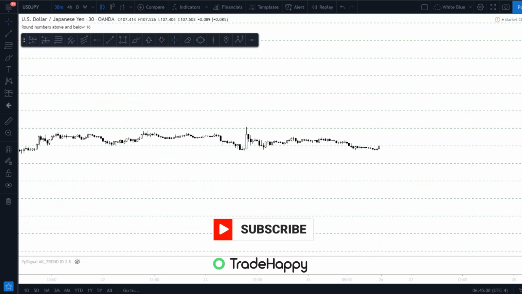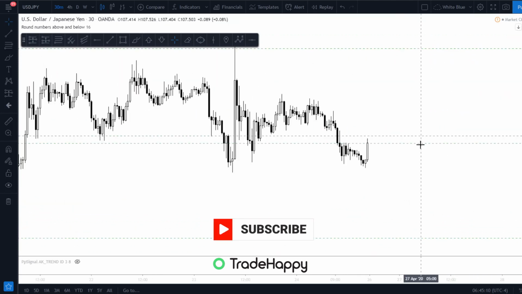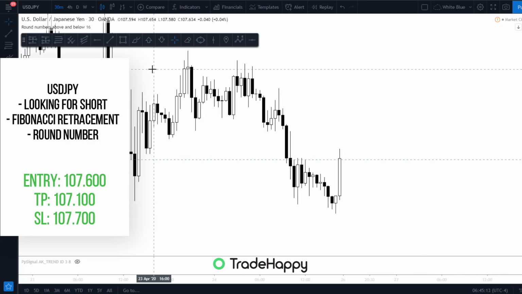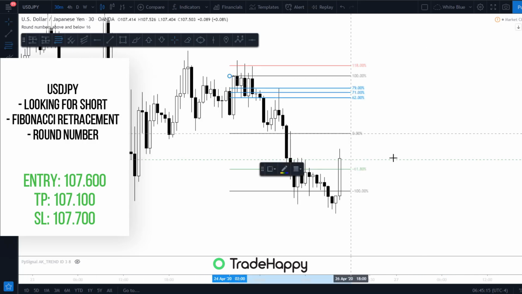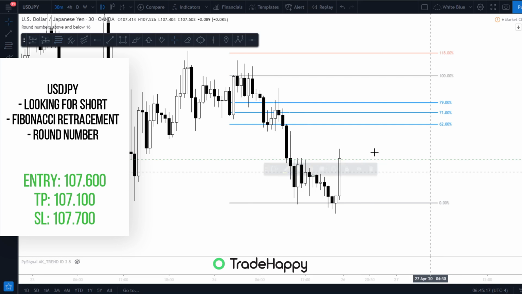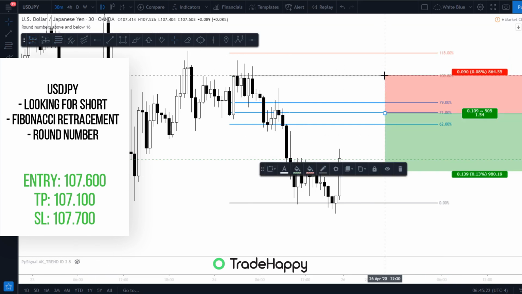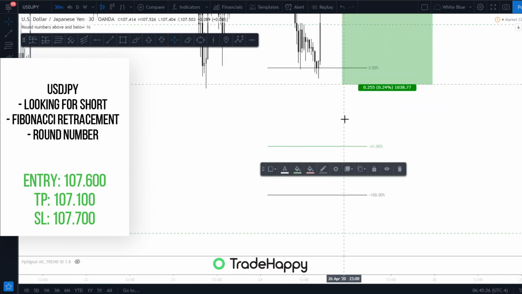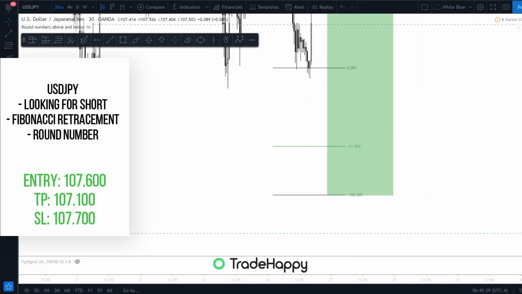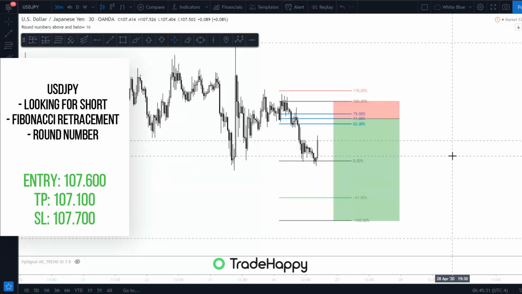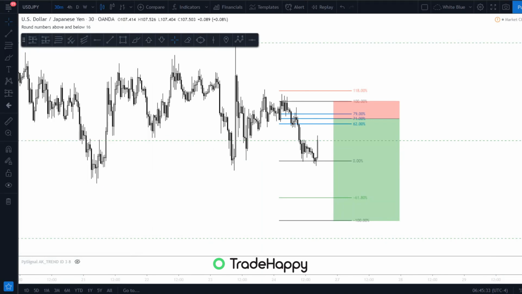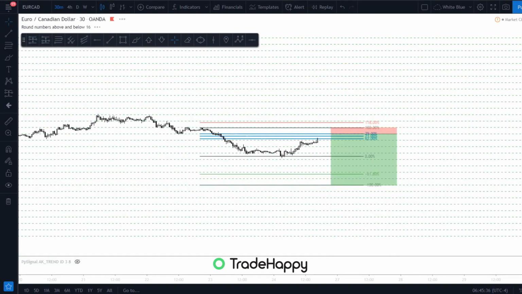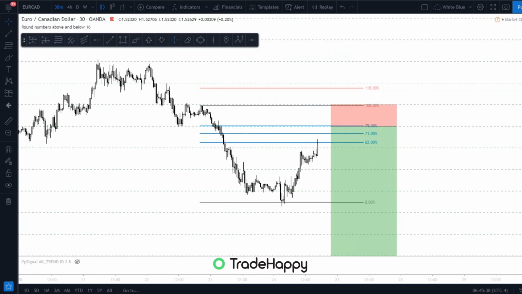And finally, USDJPY. Possible short on here. And riding the market lower to that 100% level. So they're all of the trades that I'm having a look at for next week. Hopefully you've taken some notes and seen what you want to enter, seeing if there's any trades that you might do your own analysis on.